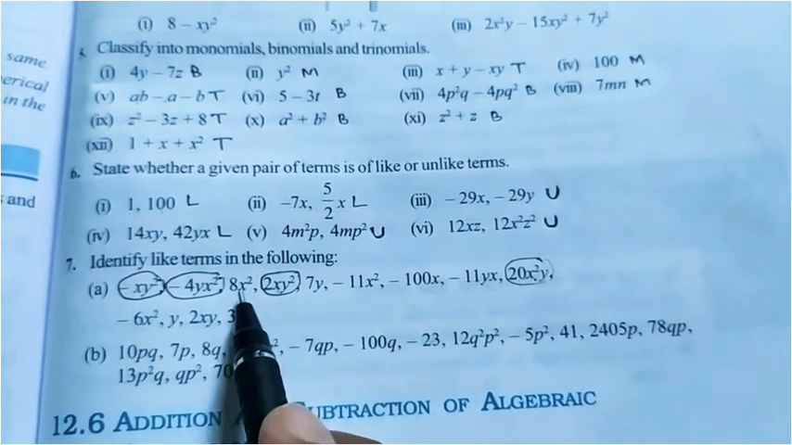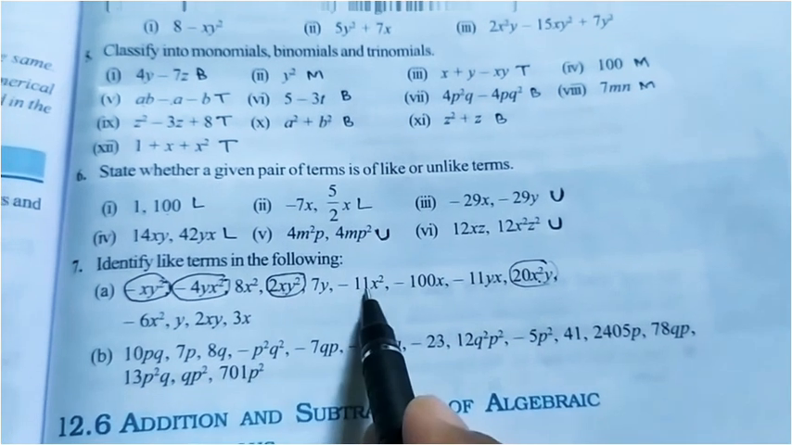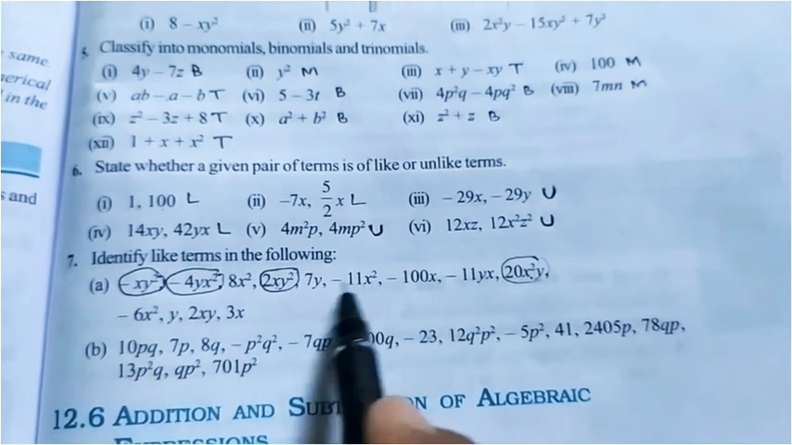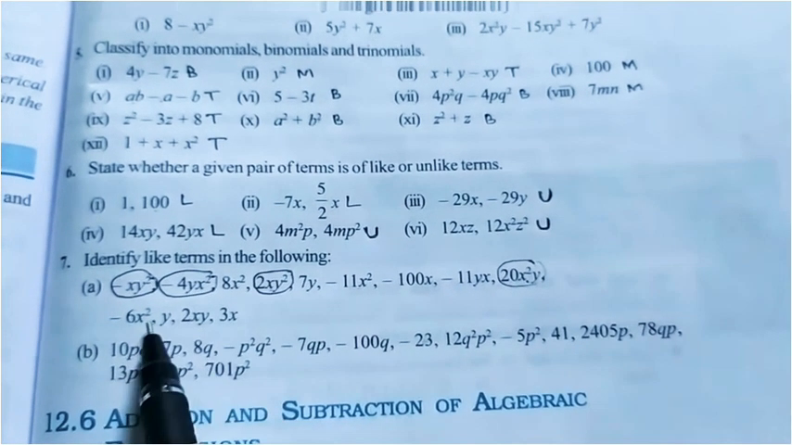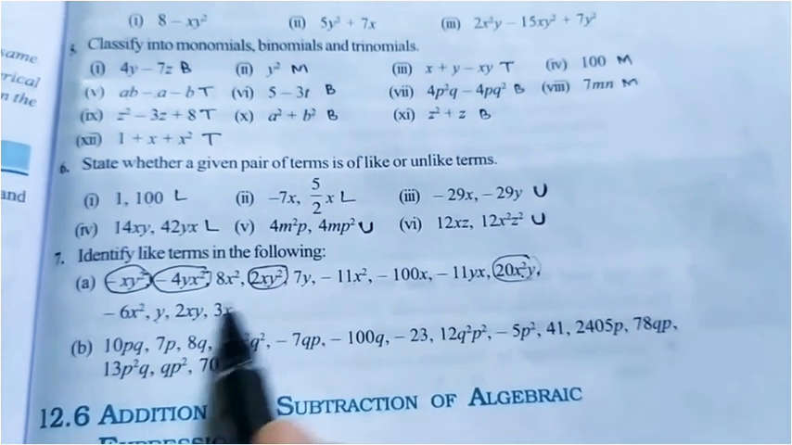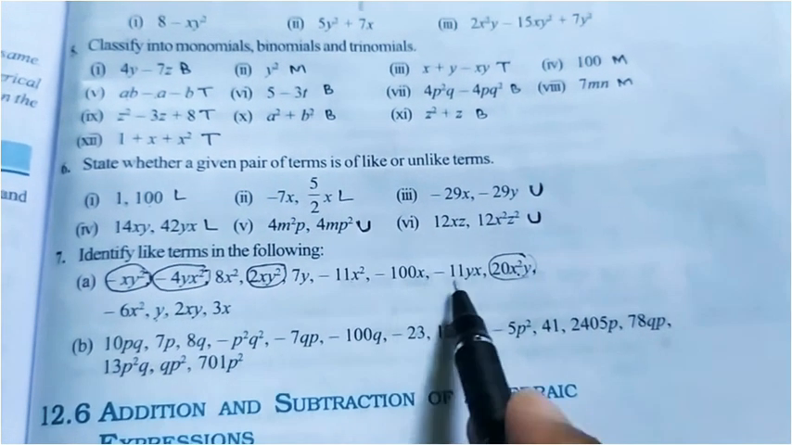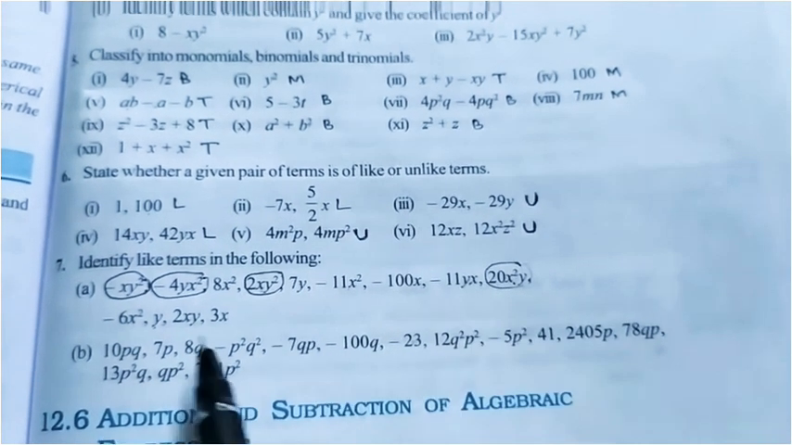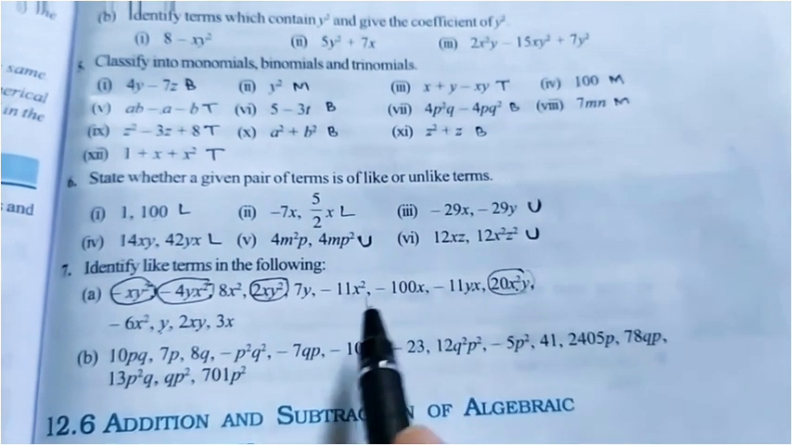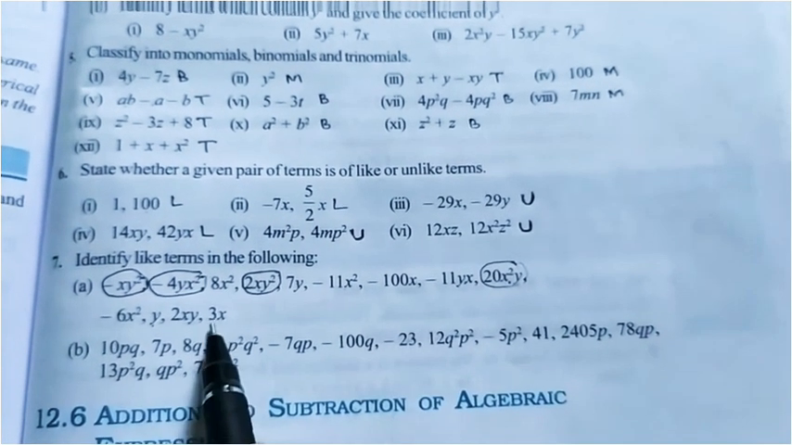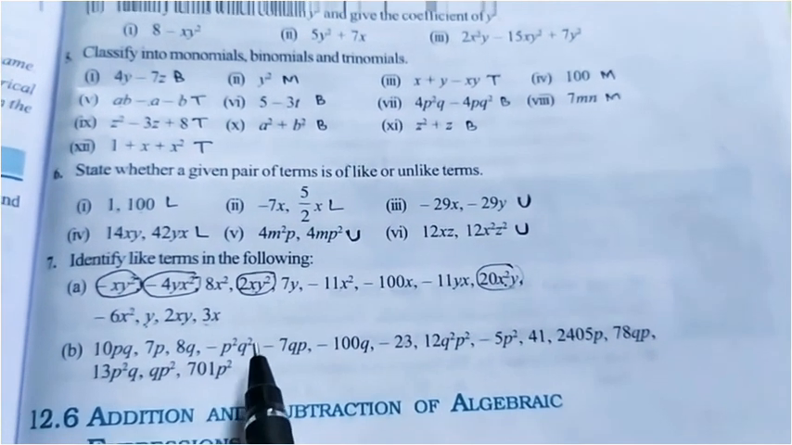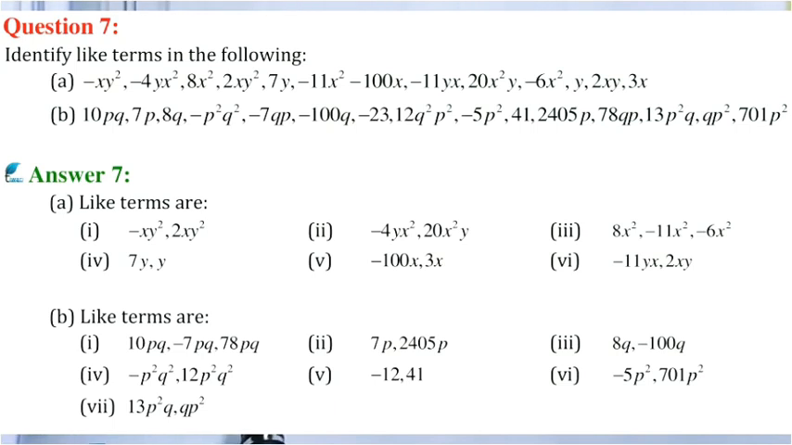Like that, 8x square, minus 11x square and minus 6x square, these three are another 3 like terms. And 7y and only y, this is also 2 like terms. Again minus 11yx and 2xy are other like terms, and minus 100x and only 3x, these two are also like terms. Here I have given the printed answer, just go through that one.